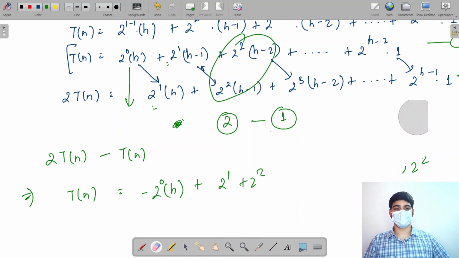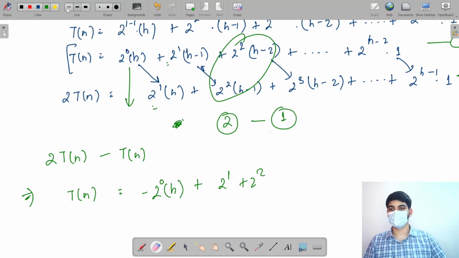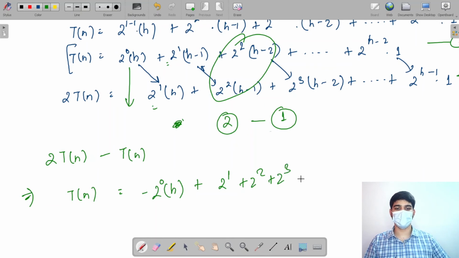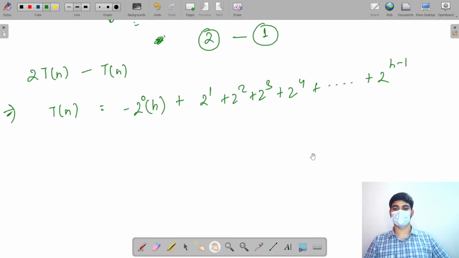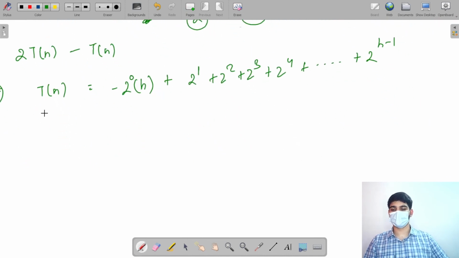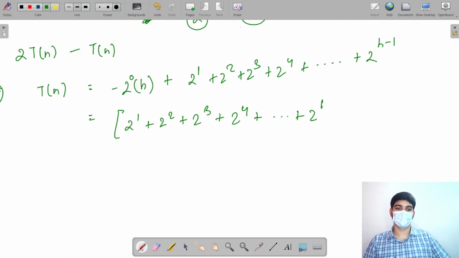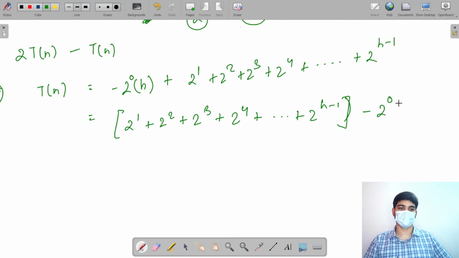So similarly, if we go on, what we would get is 2 raised to the power 3, then 2 raised to the power 4. And if we go on till the last, we would get 2 raised to the power h minus 1, right? Now if we look closely, we can arrange this again and write this at the end: this is 2 raised to power 1 plus 2 raised to power 2 plus 2 raised to power 3 plus 2 raised to power 4 up to 2 raised to power h minus 1, right? And then minus 2 raised to power 0 of h.